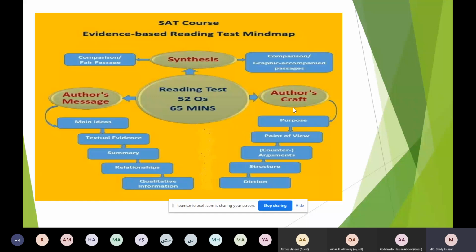So you have to know the central idea, the relationship between parts of the text, and qualitative information, which relates to the quality in the passage. Something else you're going to be asked about is the author's craft. You're going to be asked about the purpose for which the author wrote his passage. You're going to be asked about his point of view and argument, which we discussed today, the structure and the diction. Okay, guys.